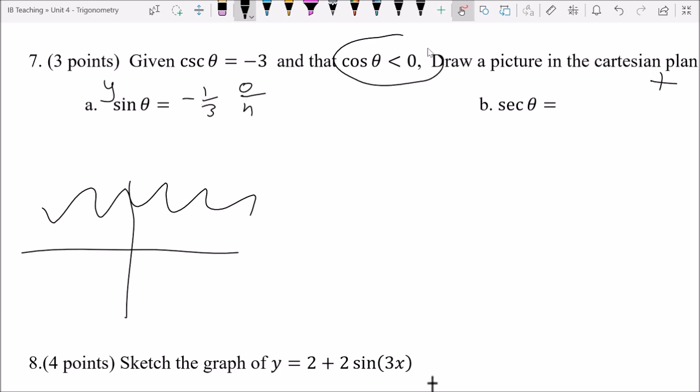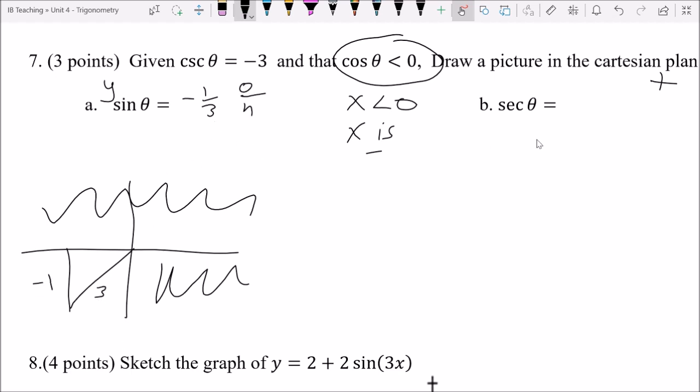Right here, I'm told that cosine is less than 0. I interpret that as saying x is less than 0, meaning x is negative. So I'm over here in quadrant 3. So that's out. So my triangle is going to be over here. The opposite side is negative 1. The hypotenuse is 3.